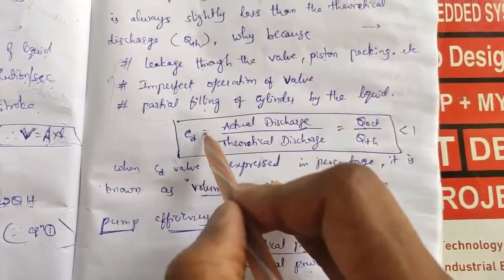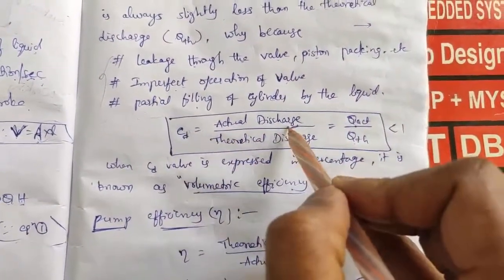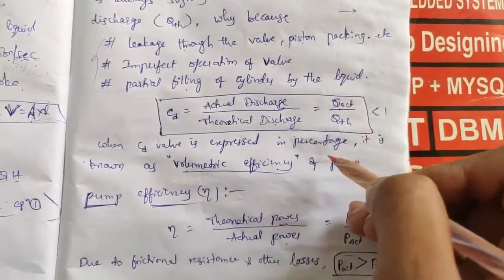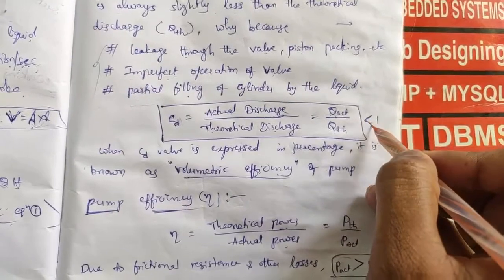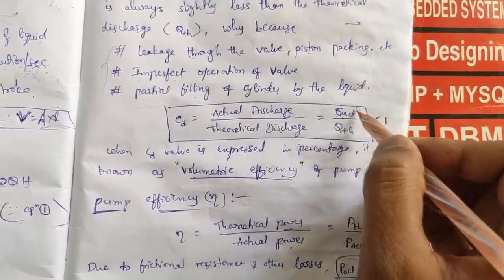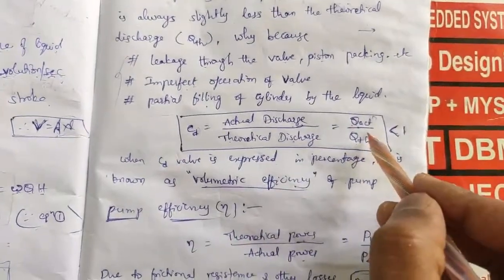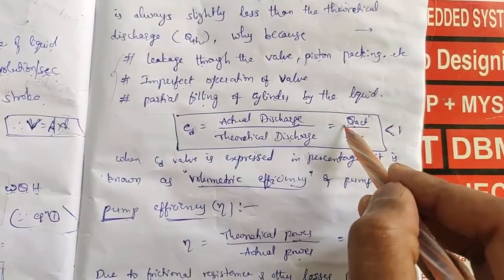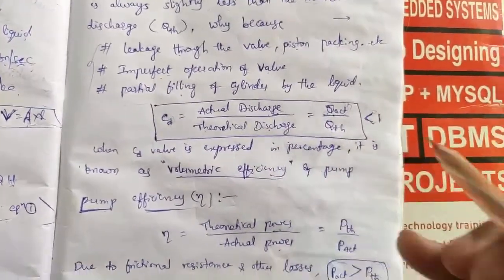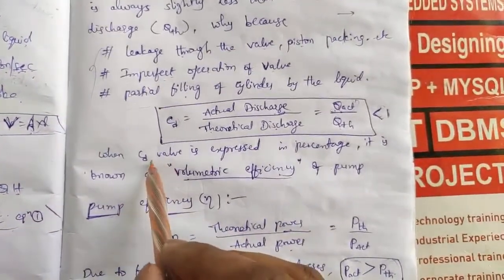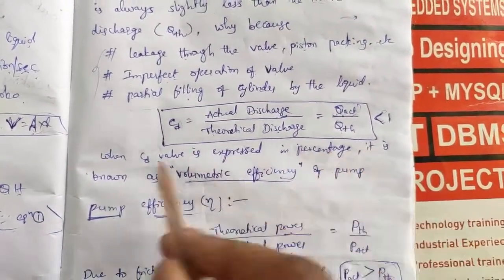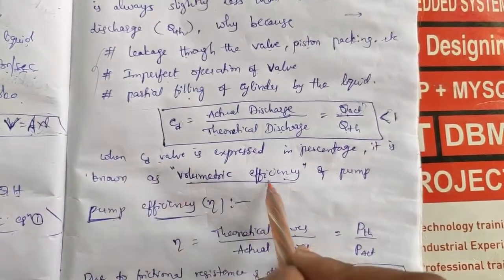So the coefficient of discharge is the ratio of actual discharge to theoretical discharge, that is, Q actual by Q theoretical. This value is always less than 1. Why? Because Q actual is less than Q theoretical. That's why this value is always less than 1. If this CD value is expressed in percentage, it is called volumetric efficiency.